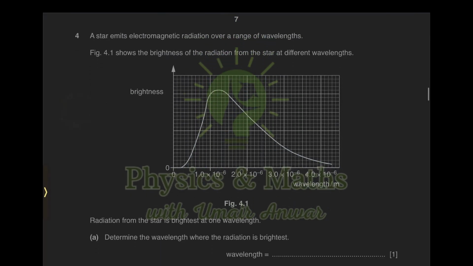The question is related to electromagnetic spectrum and the waves topic of the syllabus. The question says a star emits electromagnetic radiation over a range of wavelengths. It means the radiation being emitted by the star does not consist of a single wavelength; it has a range of wavelengths. Figure 4.1 shows the brightness of radiation from the star at different wavelengths. So in the figure, we can see that at a few wavelengths, the brightness is quite large or higher, and in other wavelengths, the brightness of the light is decreasing.